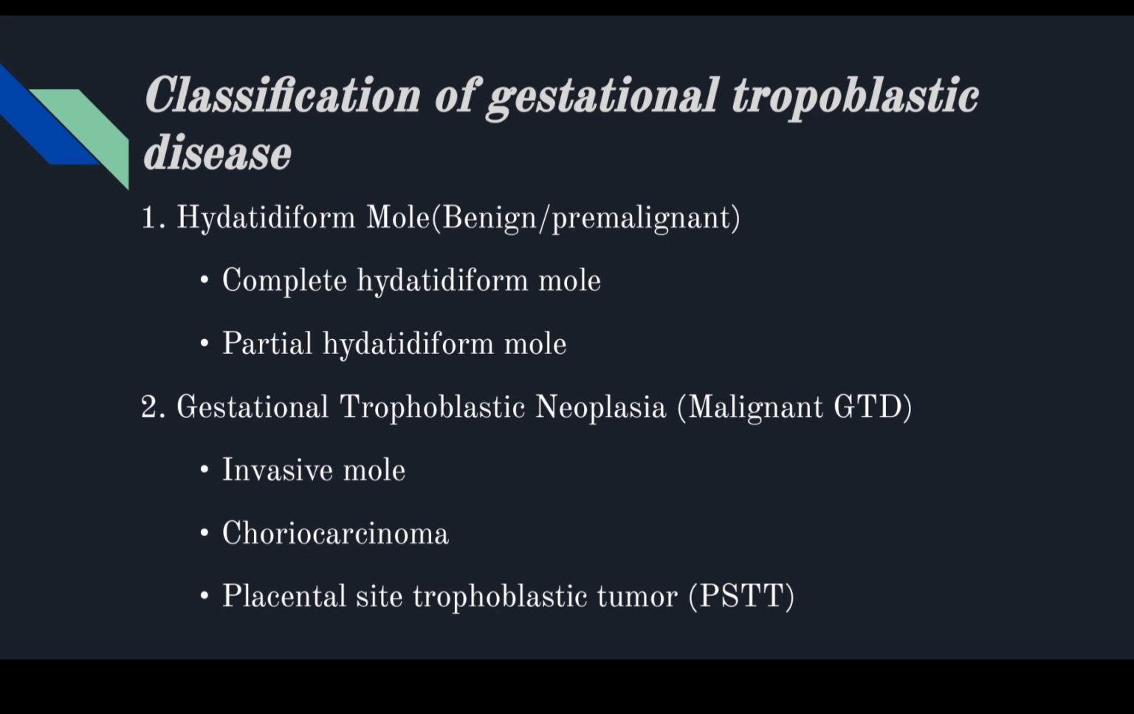Further, we will understand the classification of gestational trophoblastic diseases. It is classified into hydatidiform mole and gestational trophoblastic neoplasia. Hydatidiform mole is the benign condition of this disease, and gestational trophoblastic neoplasia is the malignant condition of this disease. Further, hydatidiform mole is classified into complete hydatidiform mole and partial hydatidiform mole, and gestational trophoblastic neoplasia is further classified into invasive mole, choriocarcinoma, and placental site trophoblastic tumor.